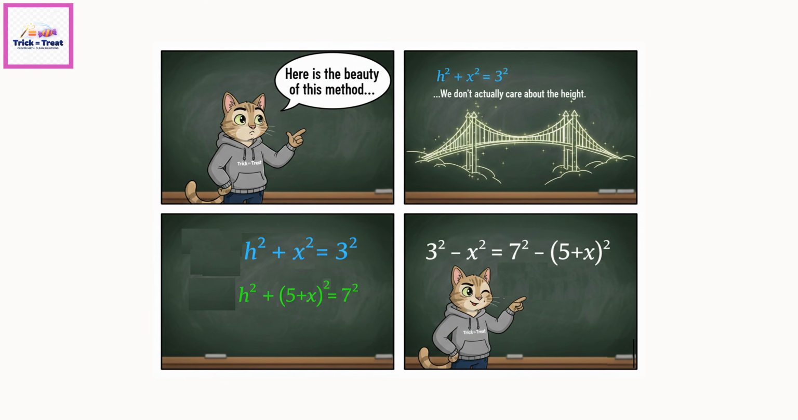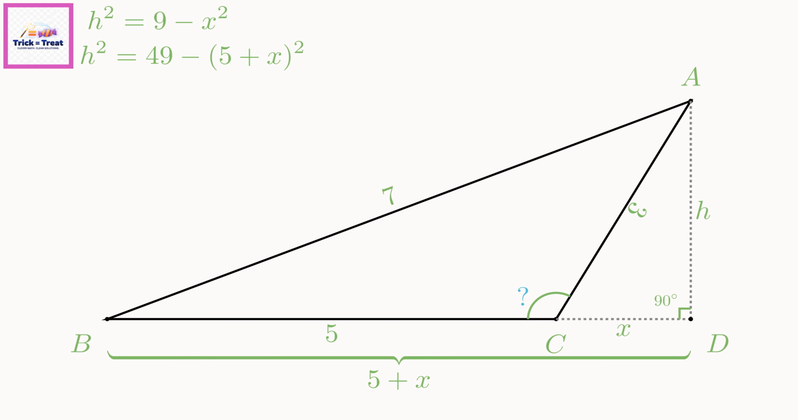Here is the beauty of this method. We don't actually care about the height. It was just a bridge to get us here. Since both equations equal h squared, we can set them equal to each other. 9 minus x squared equals 49 minus (5 plus x) squared.